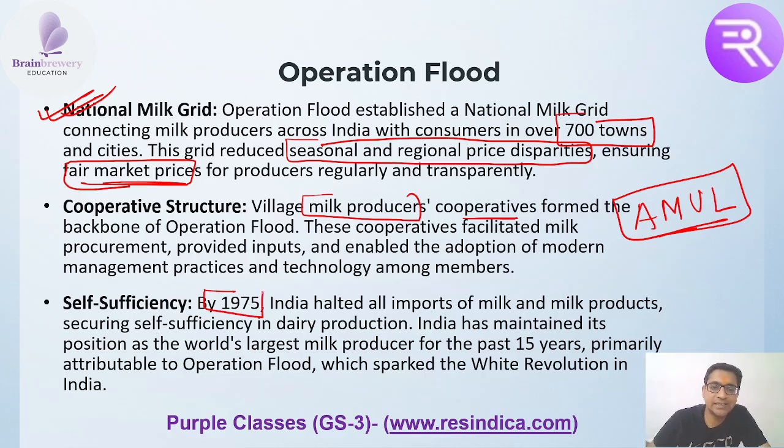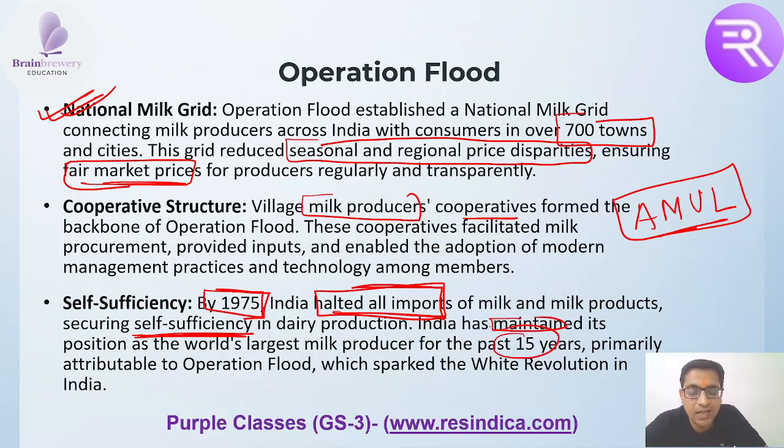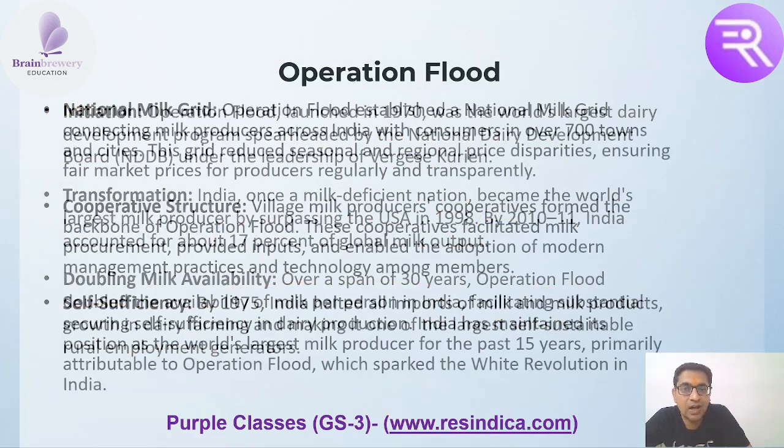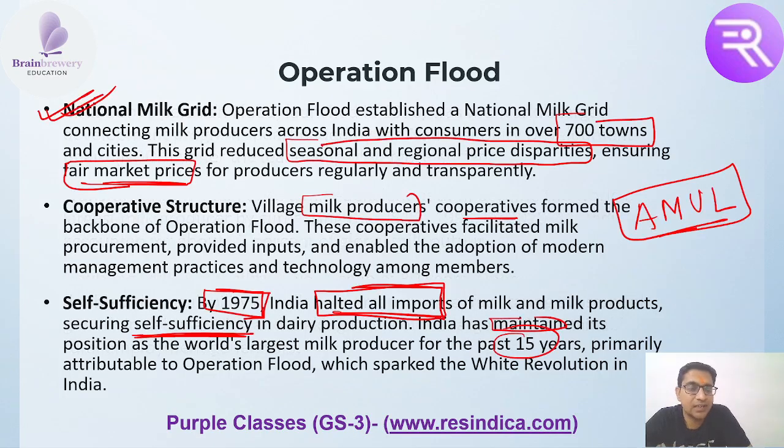By 1975, India halted all imports of milk and milk products, because by that time we had become self-sufficient in milk production, and India has maintained its position as the world's largest milk producer ever since. All of this credit is given to Operation Flood under Verghese Kurien. With Operation Flood, launched in the 1970s, India became self-reliant in milk production within a span of 5 years.